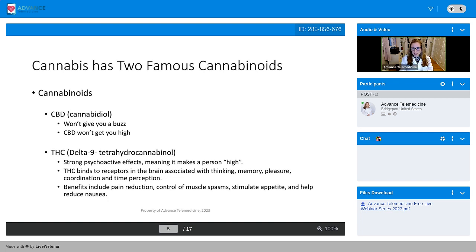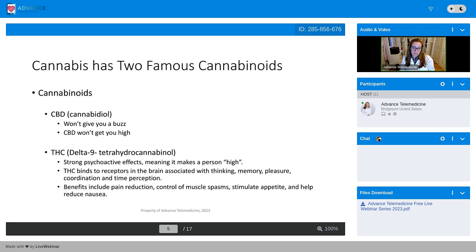So, cannabis has many cannabinoids. That's parts to the plant. There's two that have been studied the most and that we know the most about. And one of them is CBD, which stands for cannabidiol, and the other is THC, which stands for delta 9 tetrahydrocannabinol. If you can say that fast and confidently, you'll sound great. Not an easy word. That's why we call it THC.